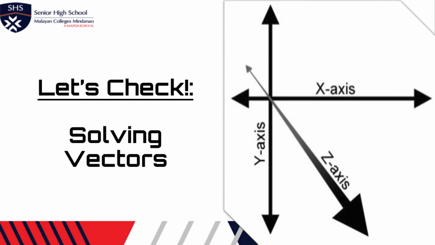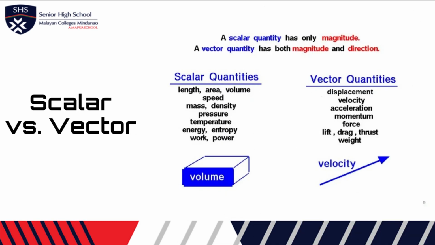Now let's check it. But before that, let us have a quick discussion on the difference between a scalar and vector. When we say scalar or scalar quantity, it only has a magnitude, while a vector quantity has both magnitude and direction. Both scalar and vector quantities share magnitude, but vector quantities do have a direction.